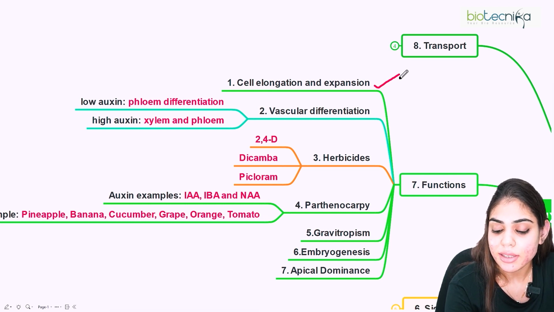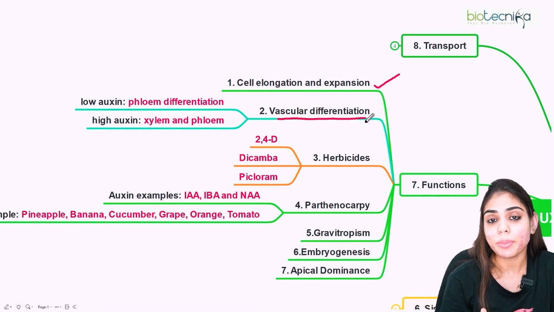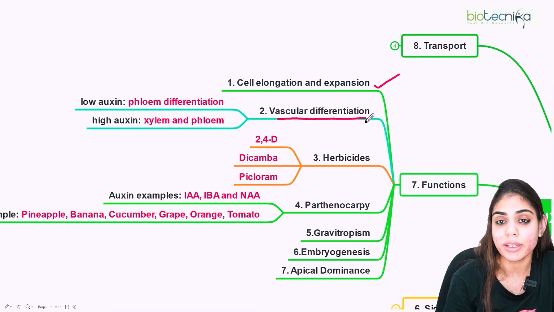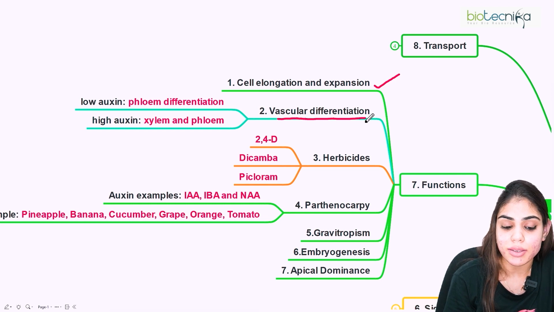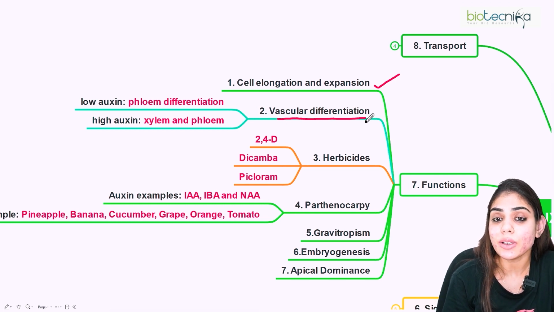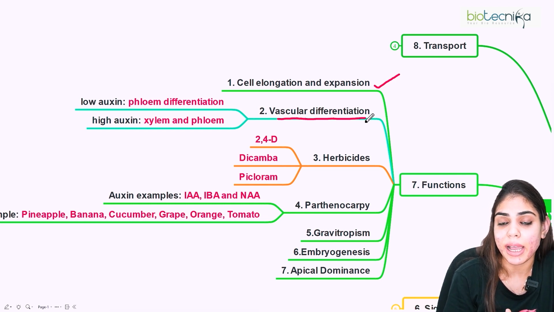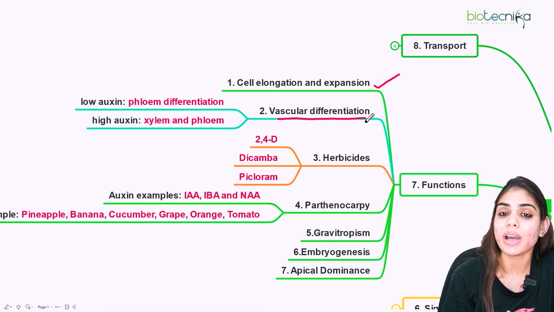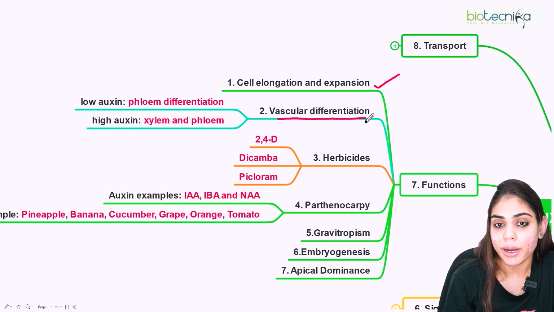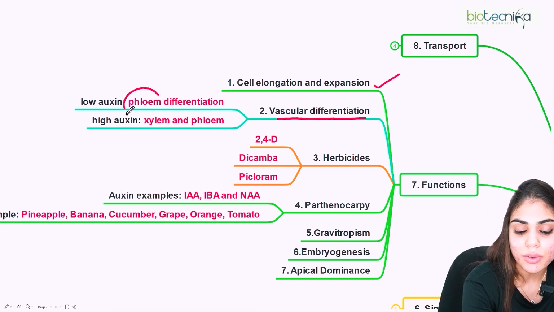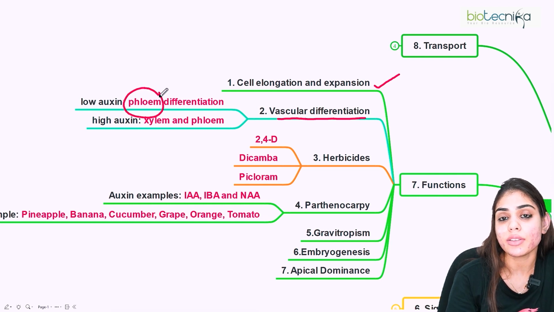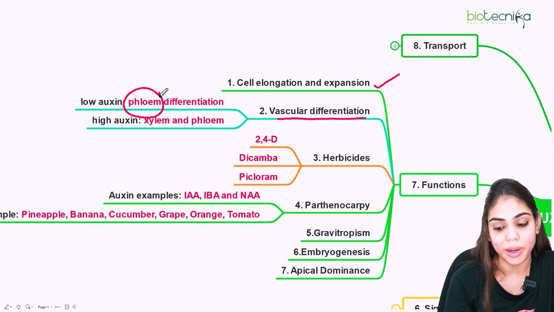The second is the vascular differentiation. That means the formation of vascular components like xylem and phloem. So if there is a high concentration of auxin in the plants, it will induce the differentiation of xylem as well as phloem. That means both vascular bundles will be formed. But if there is low auxin in the plant body, it will only induce the differentiation of phloem, whereas no xylem will be formed in the plant.